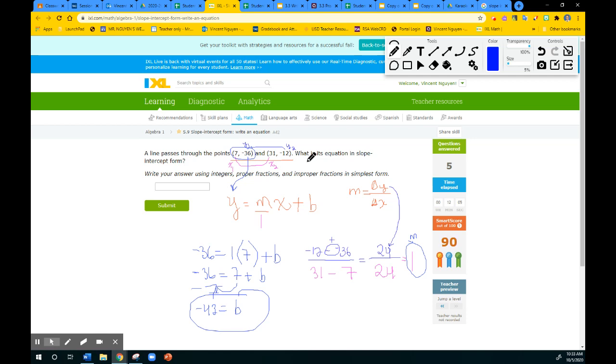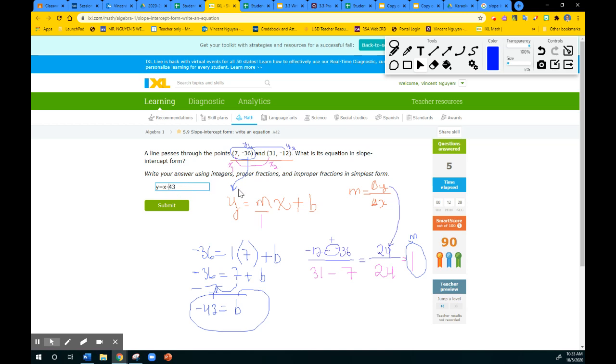It's just that you have to find all of them, right? So let's write our equation. Y equals, m is 1. Again, I don't have to write 1, so I'm just going to put x plus negative 43. Plus negative looks silly, so I'm going to change it to a minus.